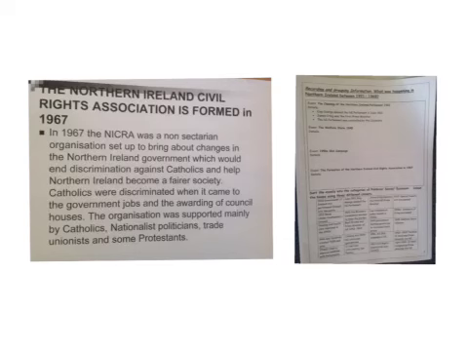Finally, you should read the information about the Northern Ireland Civil Rights Association and record 3 bullet points on page 9 of your workbook. Make sure that your bullet points include details about what the Northern Ireland Civil Rights Association was intended to do and the types of people who supported this organisation.